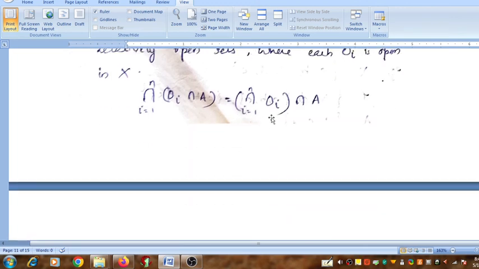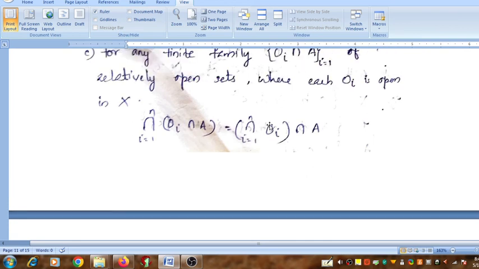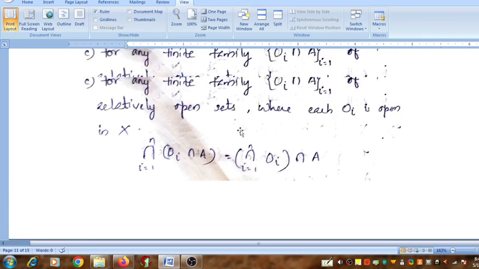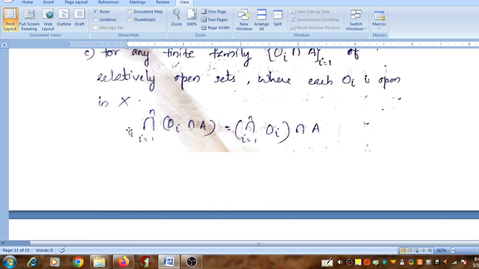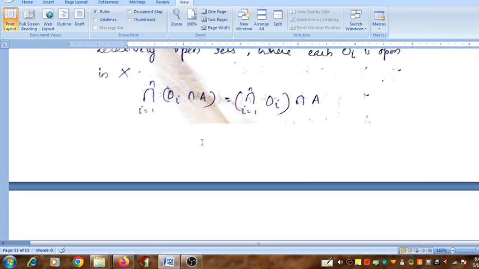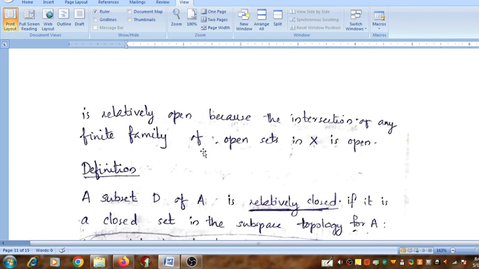Now, since tau is a topology, using the third axiom of the topology, the finite intersection of a finite collection of open sets of tau is again a member of tau. That means it's an open set. So an open set which is a member of tau, intersection A, is the answer. That means the left hand side of this expression is again a member of tau prime.